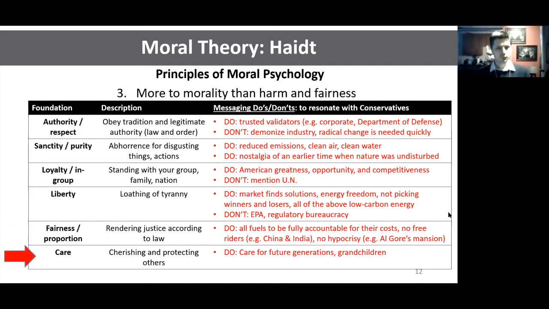And then finally, care, cherishing and protecting others. We do want to talk about care for future generations, our grandchildren. I think that's one way to really bring this in. I would stick to caring for people, caring for the planet. Of course, we all do care for the planet, but again, that risks sounding potentially tree-huggerish. So again, you just want to be careful about that.